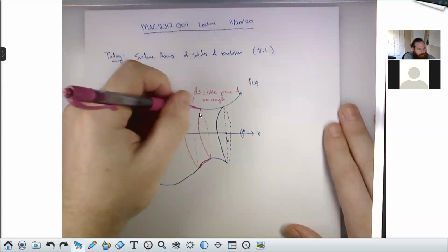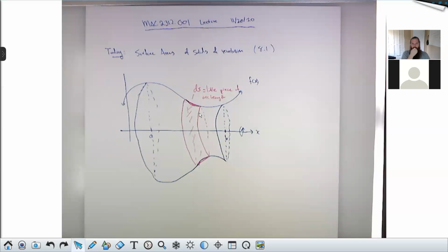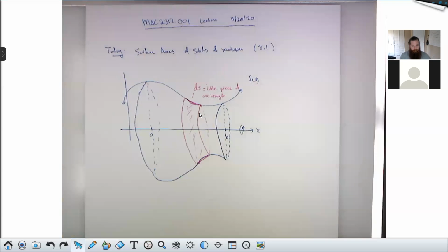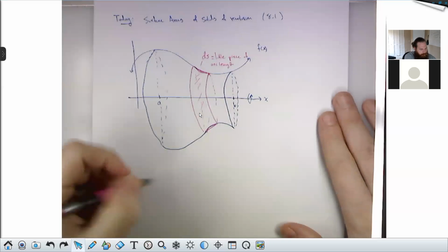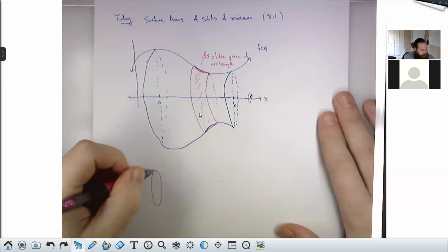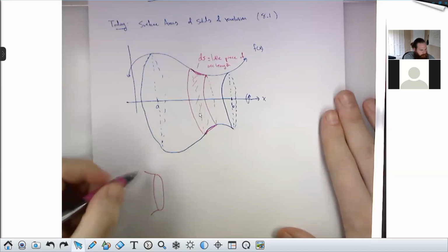Then I'd like to see if we can find this bit of surface area. And you have to kind of imagine similar to what we did for the cylindrical shells method of volume. You can think of this as being an extremely thin cylindrical shell. So how do you think we could find the area of this little patch of surface here?